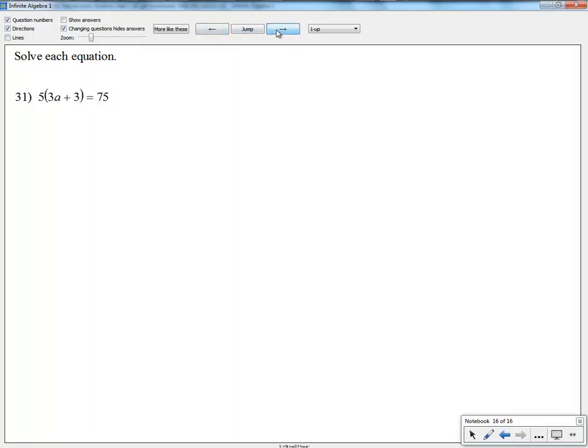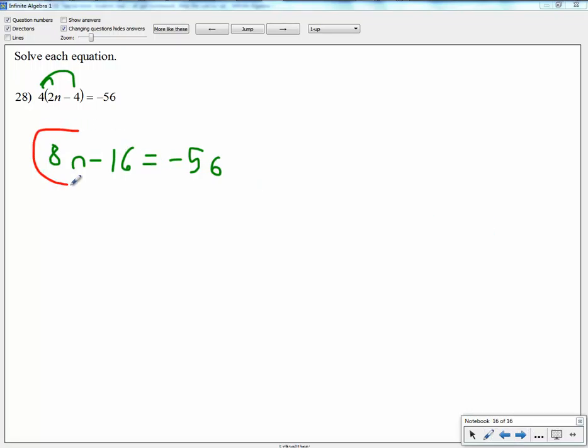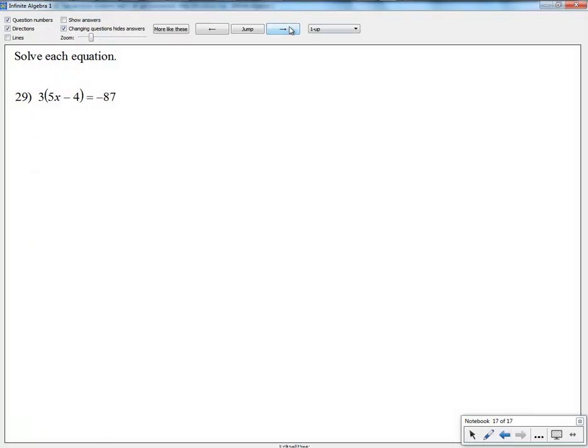All these problems are pretty much the same thing. So again, what we're going to do is distribute. So we have 8n minus 16 equals negative 56. And the next thing we do is circle the variable, take care of the hater, which is negative 16, so we add 16 to both sides, and so on and so forth. This is just like the last problem, so I'm going to skip it and go on to the next one. You should be able to finish that one.